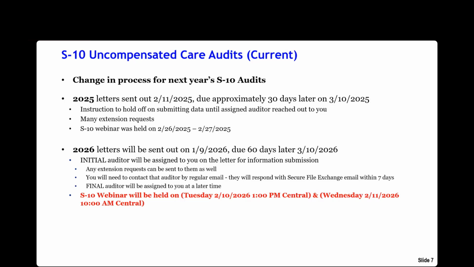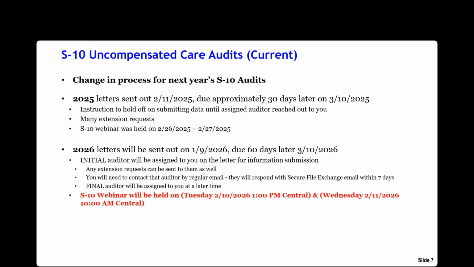So what we're changing this year is that on the letter that gets sent out, there's going to be an initial auditor assigned to you. It will, in many cases, not be the same one that's going to be the final auditor because, again, we don't have the final audit list until closer to that end of February, early March. But you're going to have a person you can send the information to.